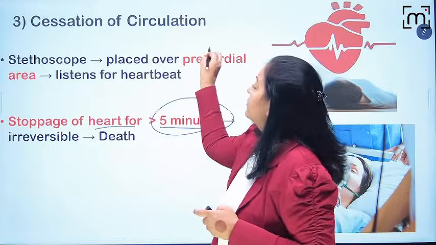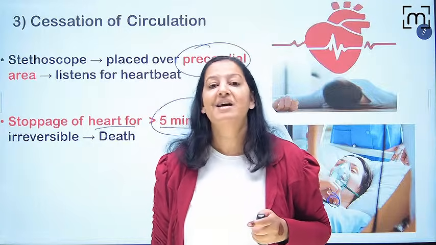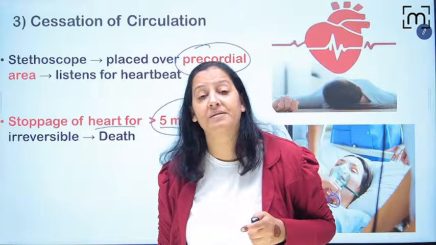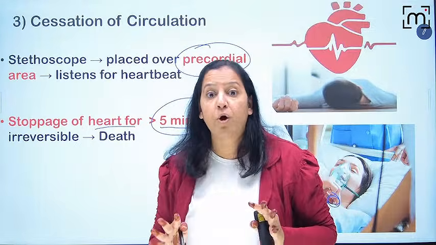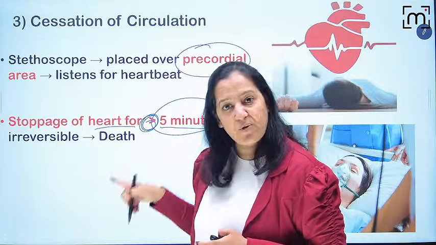So here the stethoscope has to be put on the precordial area. In case of respiration, it has to be put on the lungs and larynx. So we have to hear the respiratory sound as well as the heartbeat before declaring the person dead. Both should be stopped or ceased for more than 5 minutes. See the sign: for more than 5 minutes to declare the person dead.